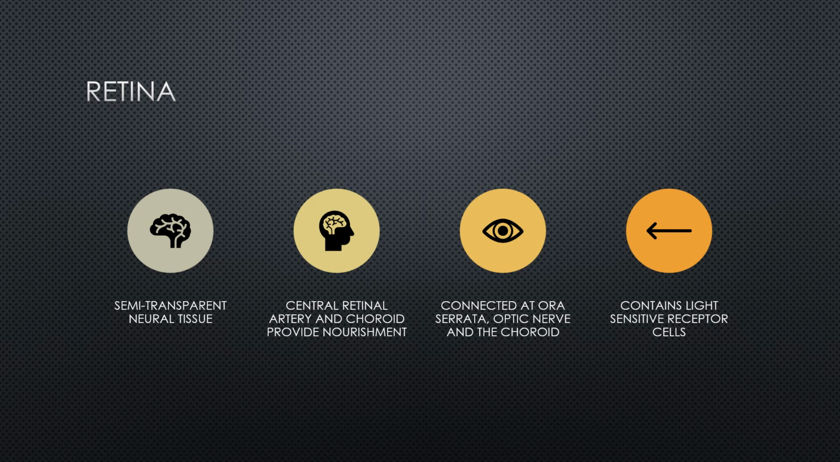Retina. The retina is a semi-transparent neural tissue. The central retinal artery and the choroid provide nourishment to the retina. It is attached firmly at the ora serrata, the optic nerve, and to the underlying choroid by pigment epithelium. It contains all light-sensitive receptor cells and responds automatically to changes in light level to regulate the iris. It records and processes images and possesses sensitivity covering a range of 10 million graded light levels.